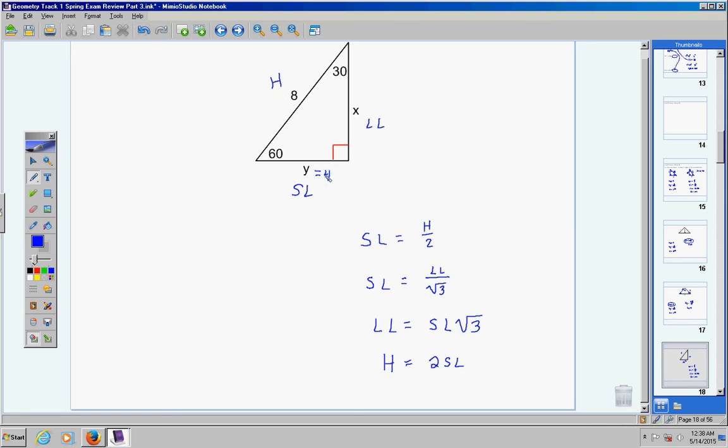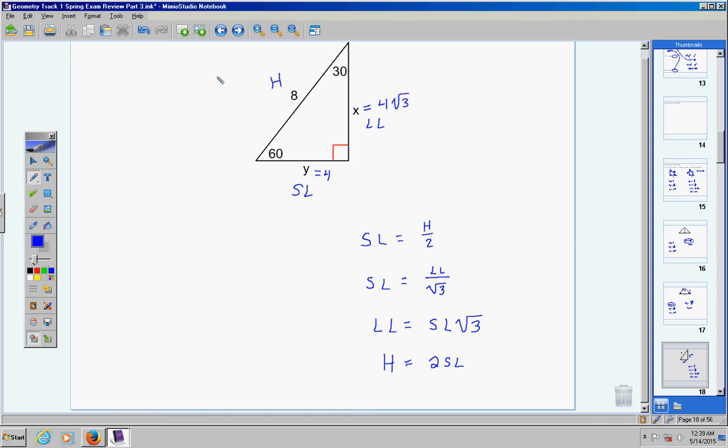It's pretty simple. Now to find the longer leg, I only see one formula. It's right here. The longer leg is, you take the shorter leg and multiply it by the square root of 3. So x is your longer leg. And how do you find your longer leg? Once again, you take the shorter leg, which is 4, and multiply it by the square root of 3.